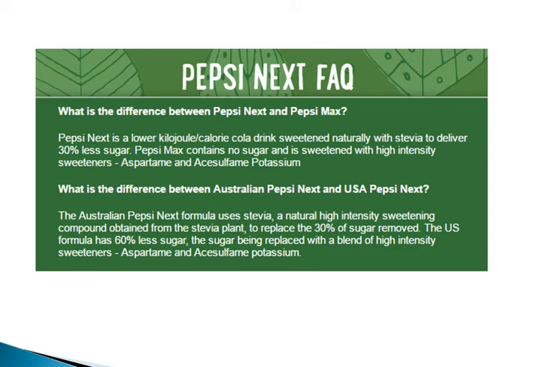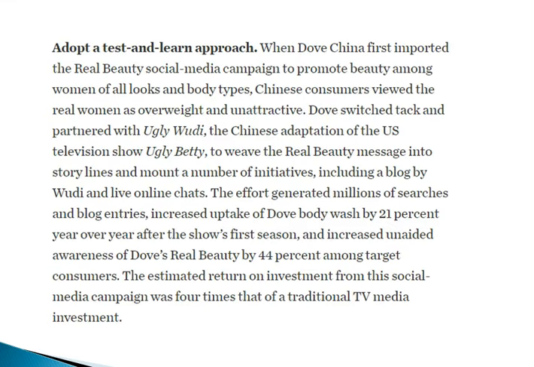Another example is Pepsi Next when they entered the Australian market. Now, this is from the Australian side. As you can see, what is the difference between Pepsi Next in Australia and in the USA? So the formula was different. So again, it was seen as a different market, possibly at different stages of health awareness. In Australia, they used the natural sweetener called stevia.